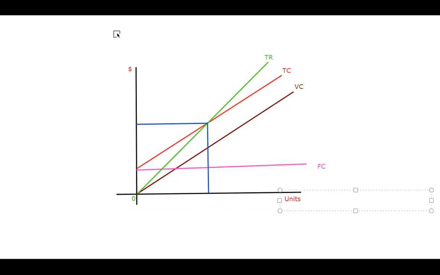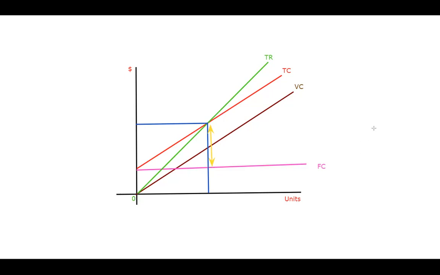Okay, so I will take a color, let's say yellow. This much is variable cost, and down here, this much is fixed cost, of this blue line. Okay, this much is your total variable cost here.